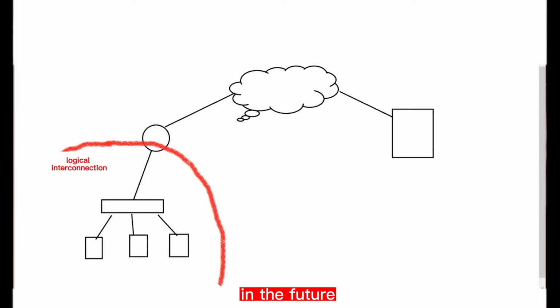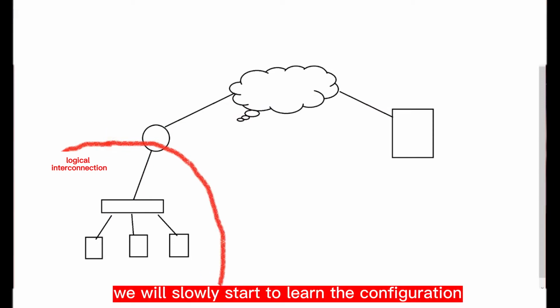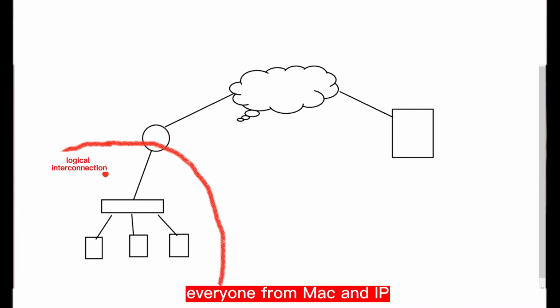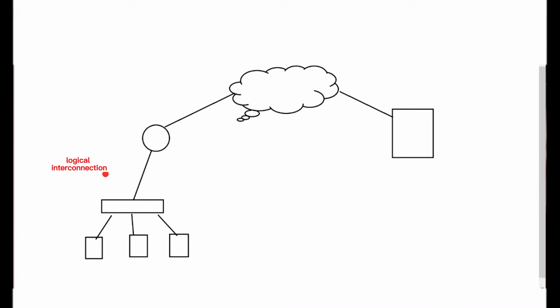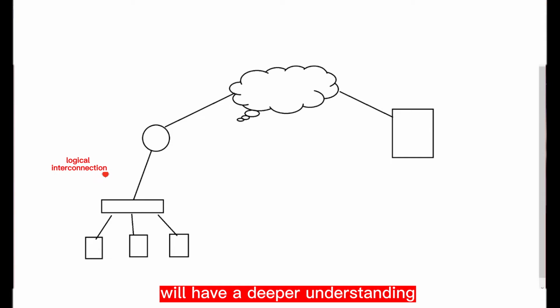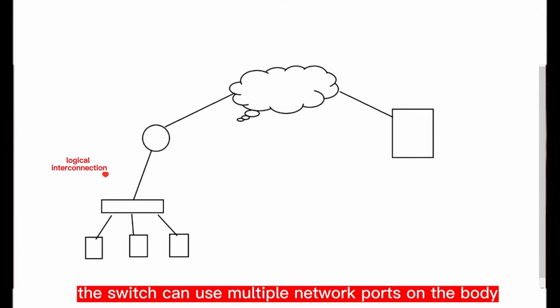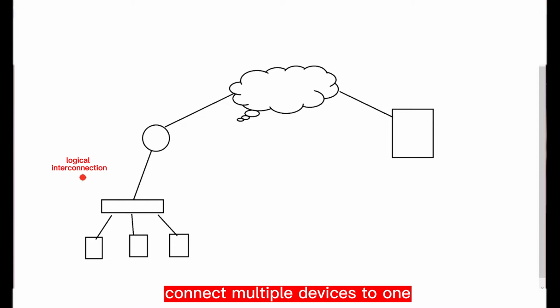In the future, we will slowly start to learn the configuration, and everyone will have a deeper understanding of MAC and IP. But in the early stage, everyone must have a basic impression. The switch can use multiple network ports on its body to connect multiple devices to one. This state is called logical interconnection.